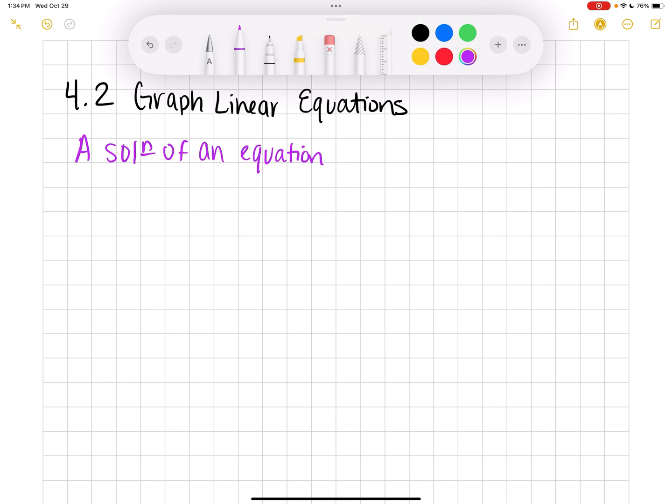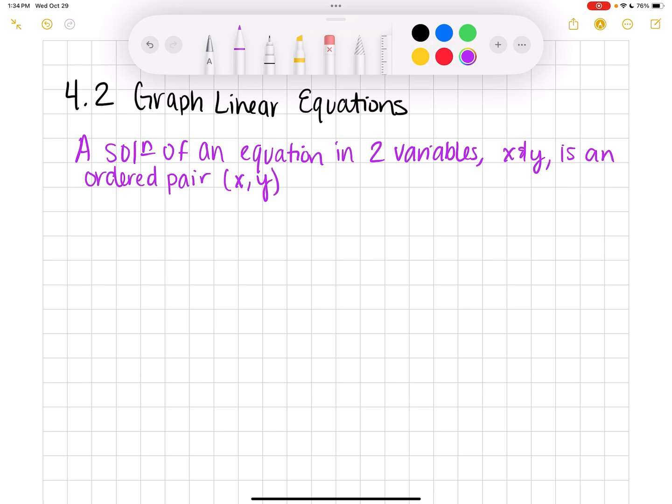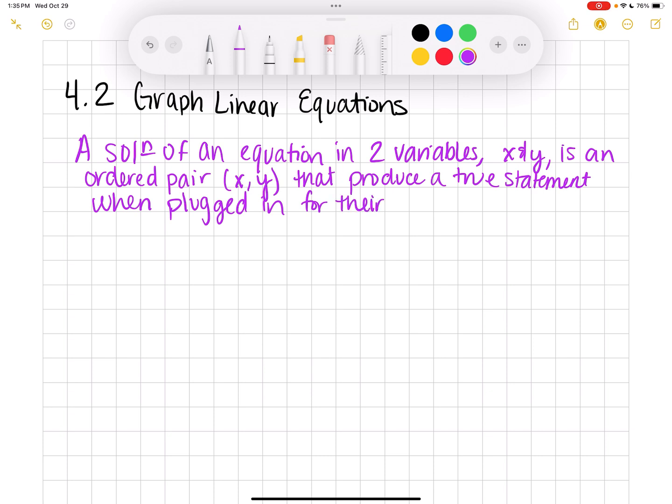A solution of an equation in two variables, x and y, is an ordered pair xy. Should look like the points we were plotting yesterday. That produce a true statement when plugged in for their respective variables.